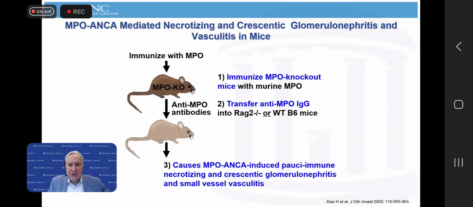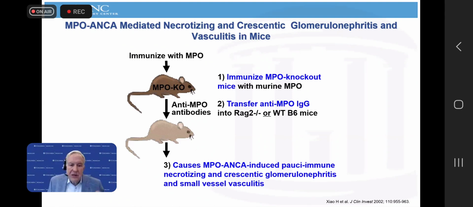These in vitro studies are very much bolstered by wonderful animal studies from multiple parts of the globe. Here is one example. In our own laboratories, we have immunized myeloperoxidase knockout mice and then transferred.